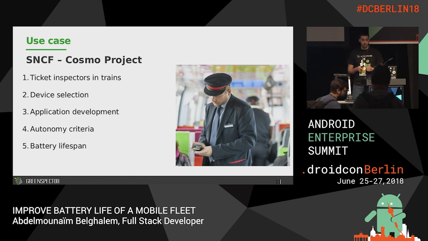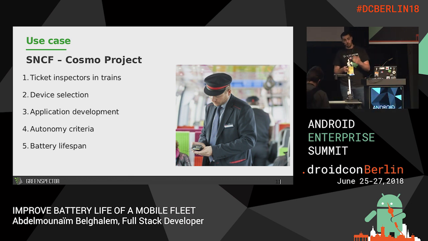Then we helped them in the application development. So they used GreenSpector, our tool, into their developments, into their CI, and it helped them decide every choice that they had to make in development to be the more user and battery friendly.